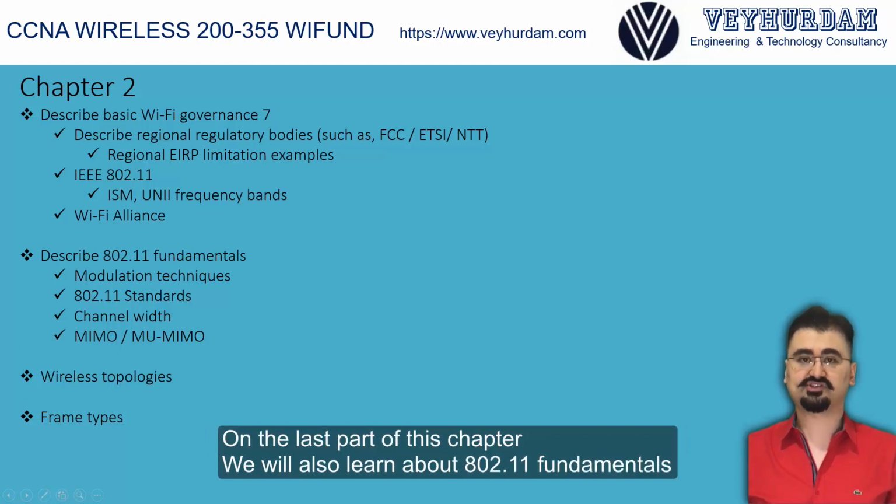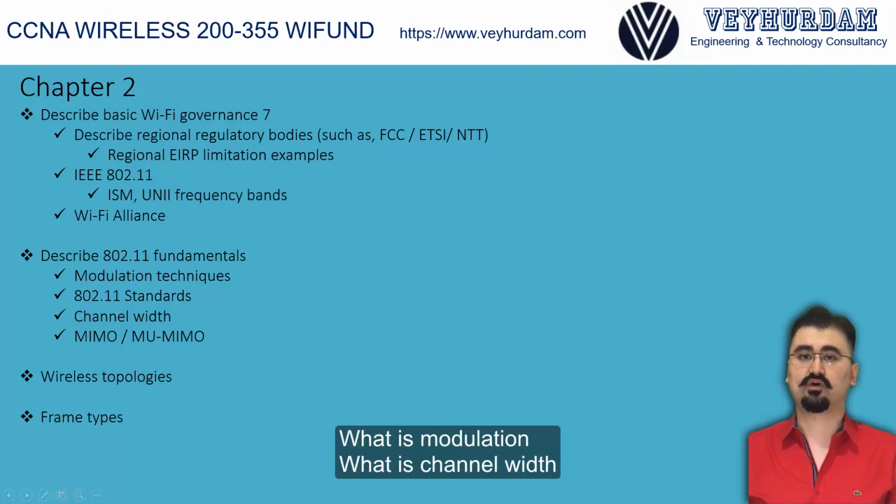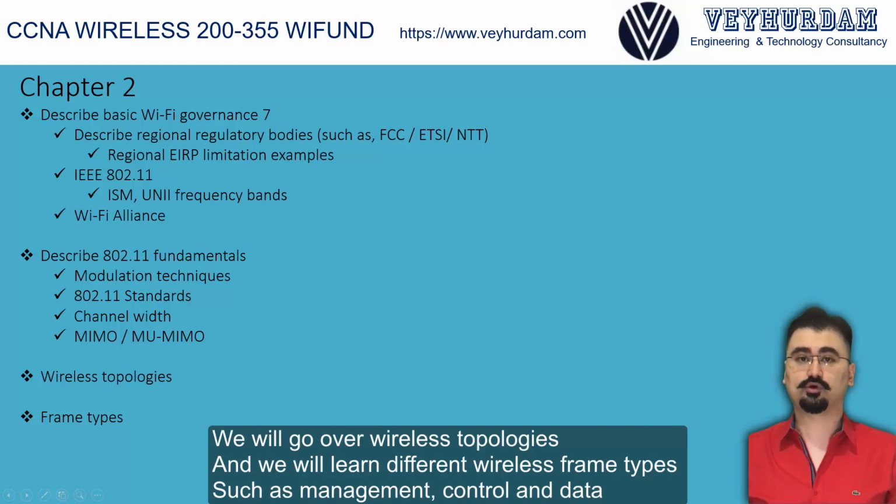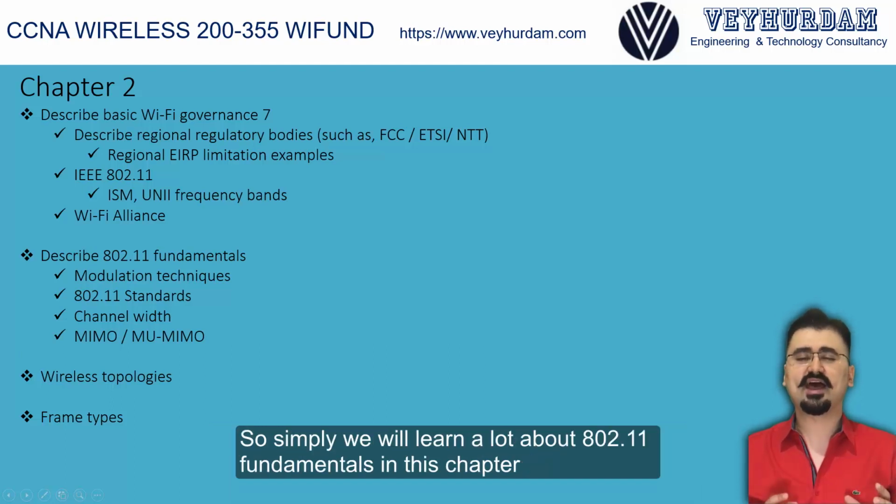In the last part of this chapter, we will also learn about 802.11 fundamentals. What is modulation? What is channel width? How do we use them? And we will learn about MIMO, multiple input and multiple output. We will go over different wireless topologies, and we will learn different wireless frame types, such as management, control, and data. So simply, we will learn a lot about 802.11 fundamentals in this chapter.